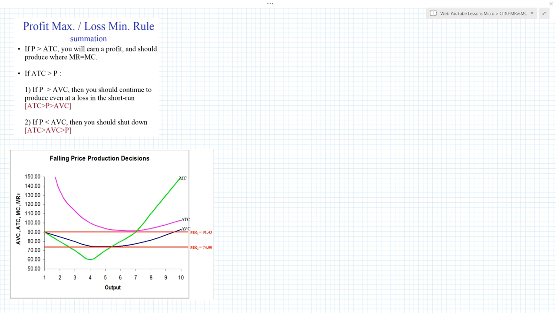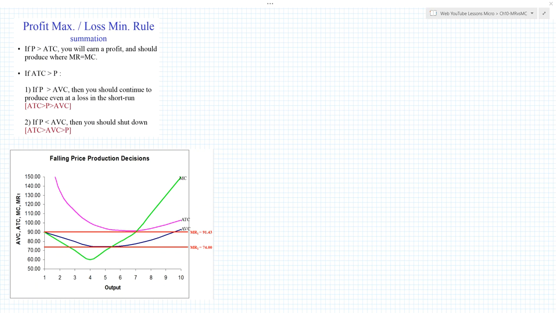If the price becomes less than the average total cost, then you're going to lose money. Well, then you're faced with the decision of, am I going to produce, albeit at a loss, or am I going to shut down and produce nothing? That's where this profit maximizing, loss minimizing rule becomes a decision matrix. Because if the price falls below the average total cost, you then have to compare the price to the average variable cost. If the price is above the average variable cost, you should continue to produce, but you are going to lose money in the short run.